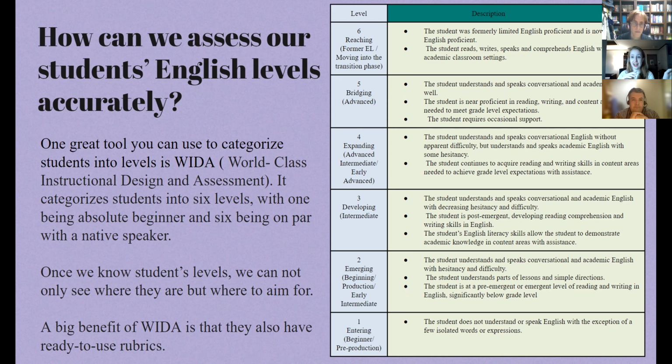So I would recommend it if you're interested in getting knee deep into classifying students, but I do understand this might be a little complicated if you're not that familiar with it. Heidi, have you used WIDA before? No, I've used the Common European Reference, CEFR, but it looks very similar. Nicholas, maybe you've used the same thing coming from Europe.